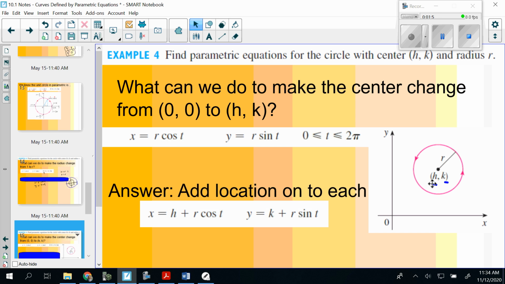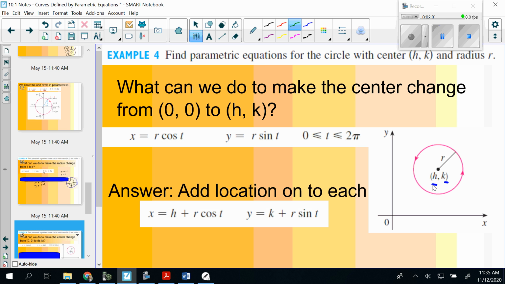So now if you take that amount and add it, that's going to shift the graph to the location that you want. So that's how you can manipulate the equations if you wanted to graph different circles with a parametric equation.